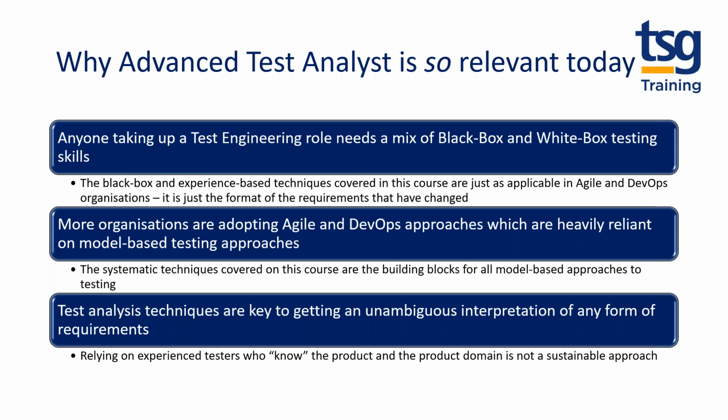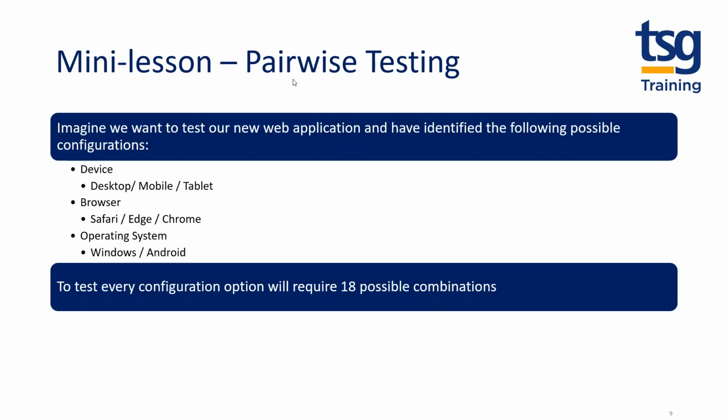So I'm just going to give you a little mini lesson from a part of the course. I'm going to talk about pairwise testing, which is a technique that's really useful when we've got situations with a lot of potential test inputs. Imagine we're looking at a new web application, and through discussion with our stakeholders, we've identified some possible configuration options. The device could be a desktop, a mobile or a tablet, the browsers could be Safari, Edge and Chrome, and maybe we're looking at either Windows or Android as the operating systems. This isn't a big problem, but if I wanted to test every configuration option, I would need 18 possible tests.